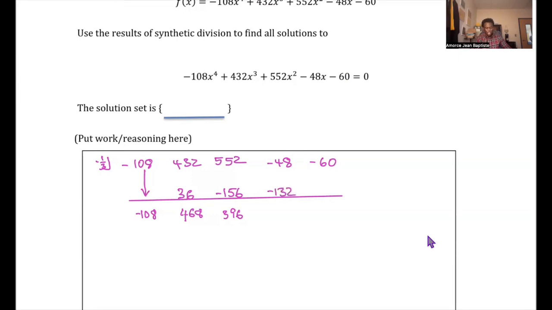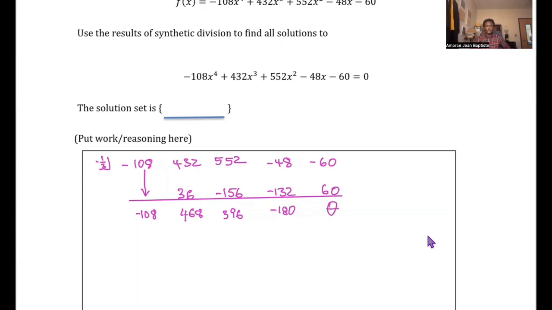Then negative 132 plus negative 48 is negative 180. We multiply it by negative 1/3, which is dividing by negative 3, so that's positive 60. And then the last sum is 0.